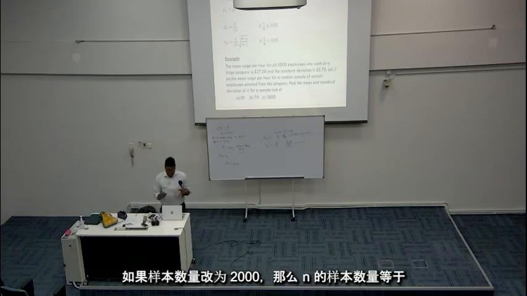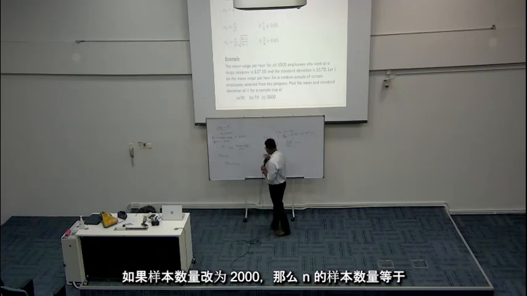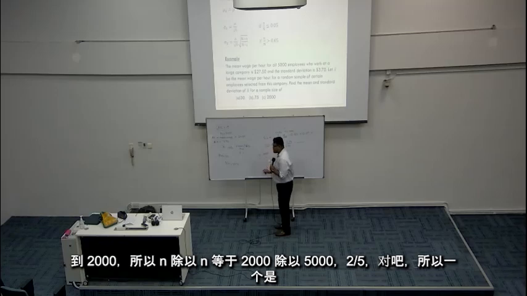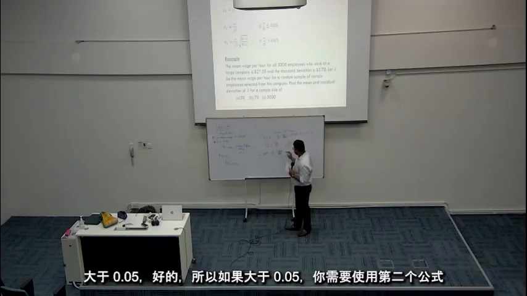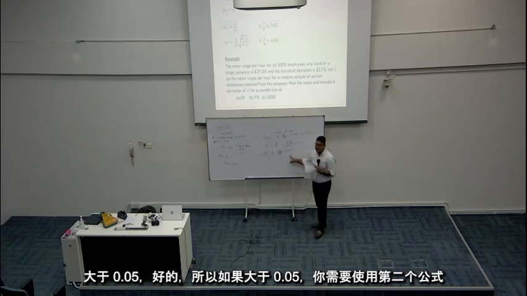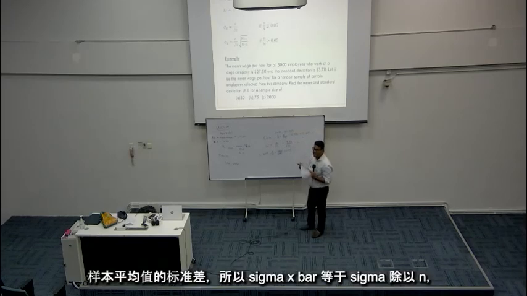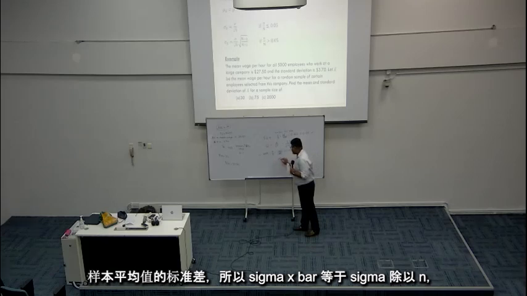Okay, all right. What if the number of samples is changed to 2,000? So the sample size n is equal to 2,000. Then n divided by N is equal to 2,000 divided by 5,000, which is 2 over 5, right? So that one is greater than 0.05. If it is greater than 0.05, you need to use the second formula of standard deviation for the sample mean. So sigma x bar is equal to sigma divided by square root of n.